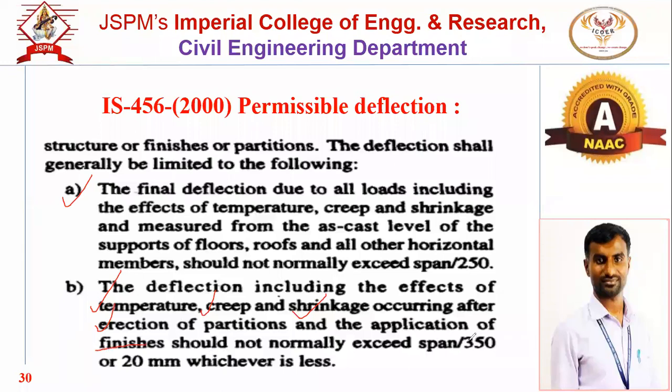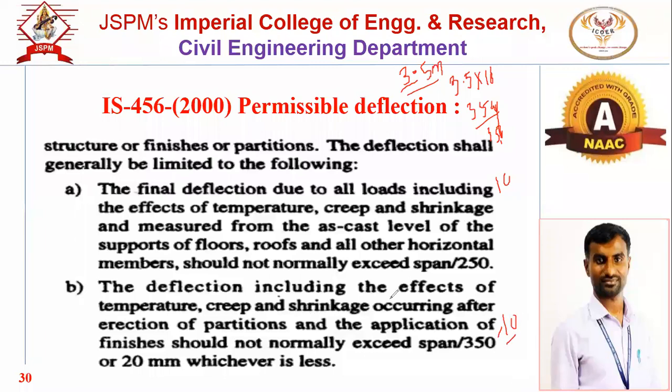Okay. So L by 350: suppose in one case the span is 3.5 meter. You have to convert 3.5 meter into mm, so 3.5 into 10 to the power 3, which is 3500. 3500 divided by 350, isn't it? So that will be 10 mm. As per L by 350, the answer is 10 mm.